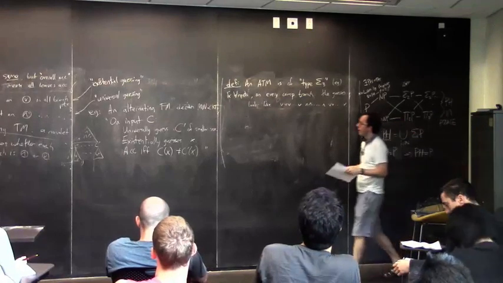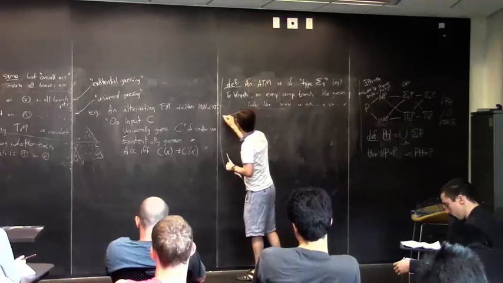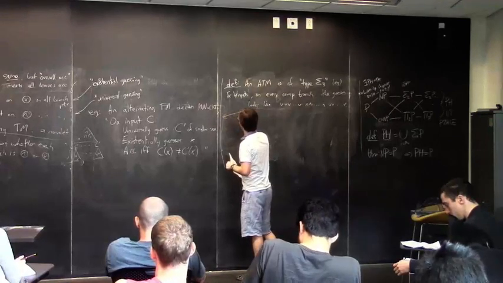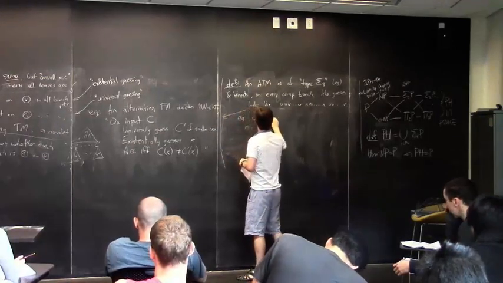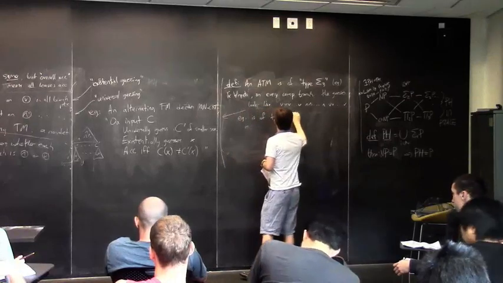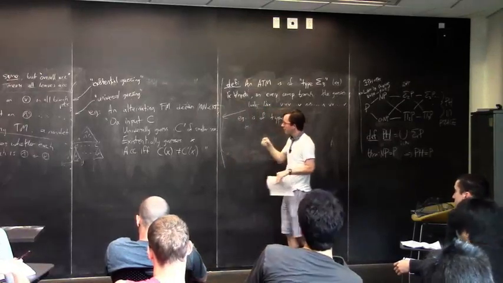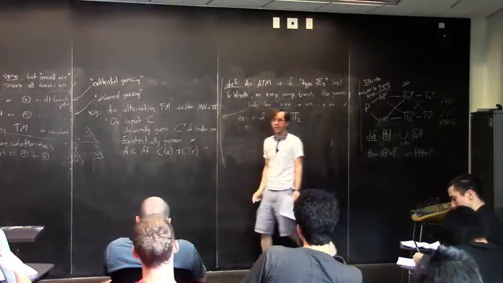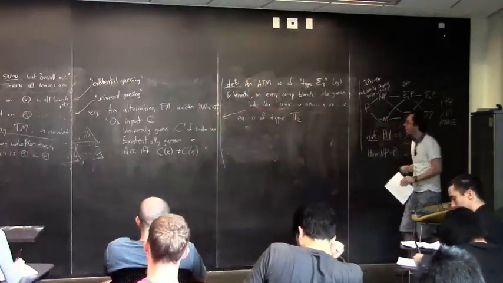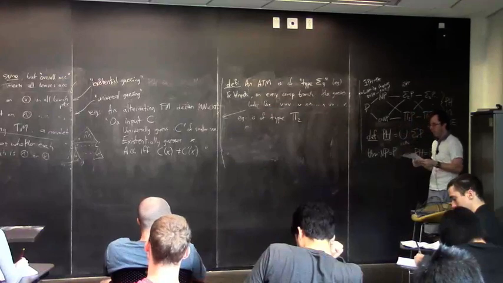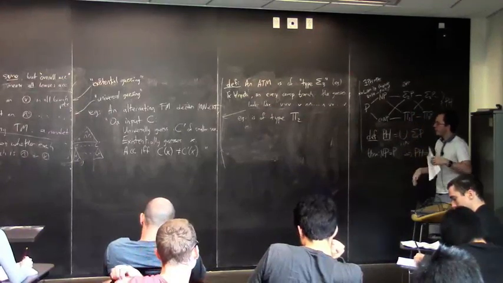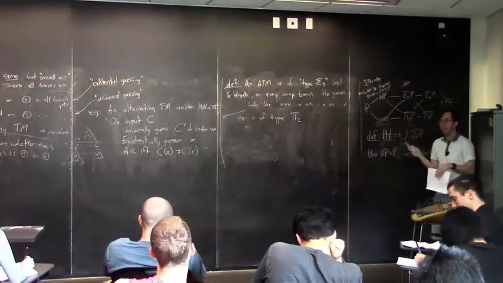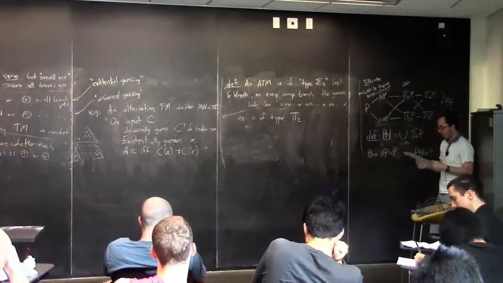Okay, so this alternating Turing machine, if you look at it, is of type pi 2, because at first it does a bunch of ANDs, then it does a bunch of ORs, and then it's deterministic. So the number of alternations is what it pays for. That's the thing you care about here.